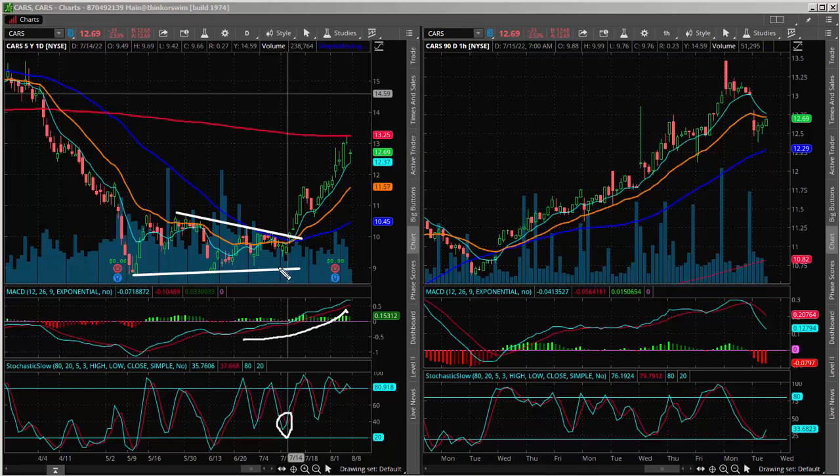So this is a buy, which gets you in over here. This is a buy, which gets you in on the test there, okay? So MACD is the trend. Stochastic is a timing mechanism within the trend.